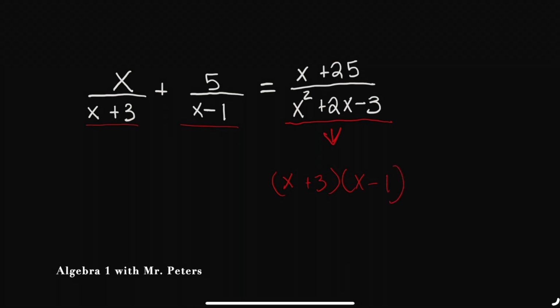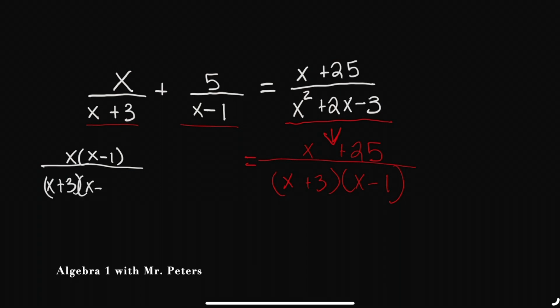Now that we understand that, let's think about the rules of fractions. When we're on the left side of the equation, we can't combine those two fractions unless they have the same denominator. So I'm going to multiply each one of those separate fractions by the denominator they're missing. So x is going to be multiplied by x minus 1, and this denominator is now complete. It has both binomials. And then when we go to the second one, we're going to multiply 5 by x plus 3 because that is what is missing in the denominator.